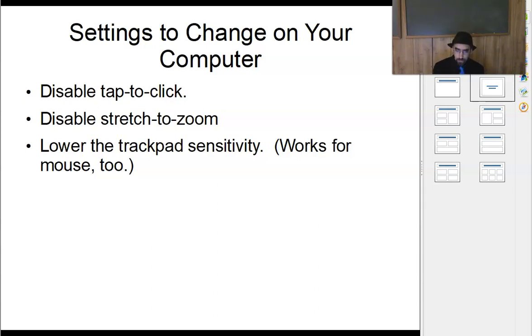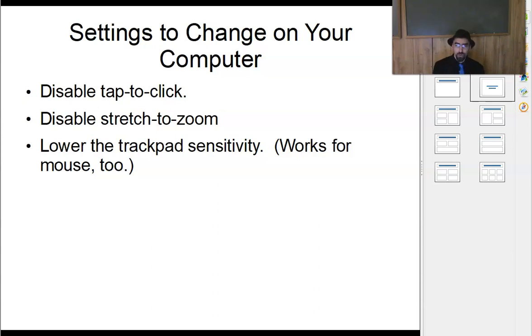Also, I talked about that stretch to zoom, where if you move your fingers in opposite directions, it'll think you're zooming in or zooming out. Disable that. If you're trying to click and drag to write something, then that's going to get in the way more than anything else. And also, lower the trackpad sensitivity. Go into your computer settings. It's going to be different based on your operating system, but look up how to lower the sensitivity of your trackpad. If you find it difficult to write good letters, chances are that your trackpad is just too sensitive, and that by lowering the sensitivity, you'll solve a lot of your issues.